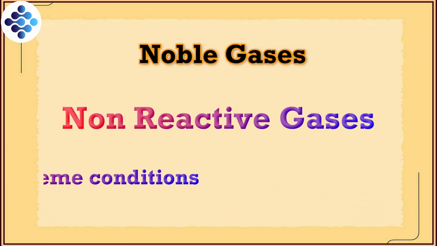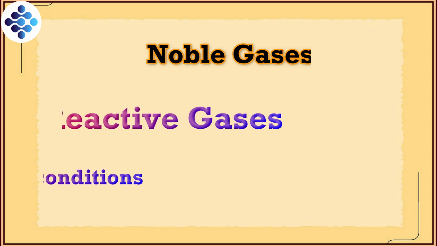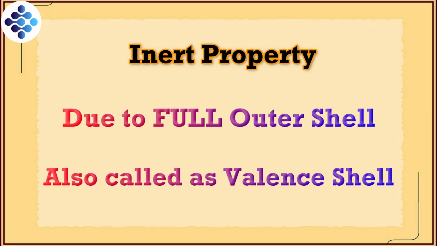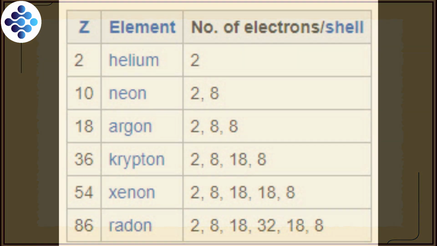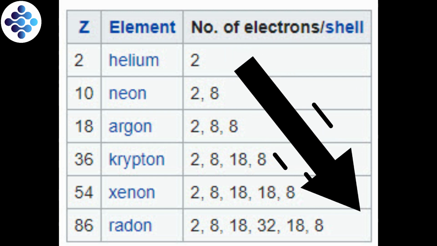Noble gases are typically highly unreactive except under extreme conditions. Now this property can be explained by the fact that their outer shell, also called the valence shell, is full, giving them little tendency to participate in chemical reactions. If you look at the table, all the last shells are full. In the case of helium, which is very small, there are only 2 electrons in the valence shell. However, from neon till the end, in the last valence shell, there are 8 electrons.